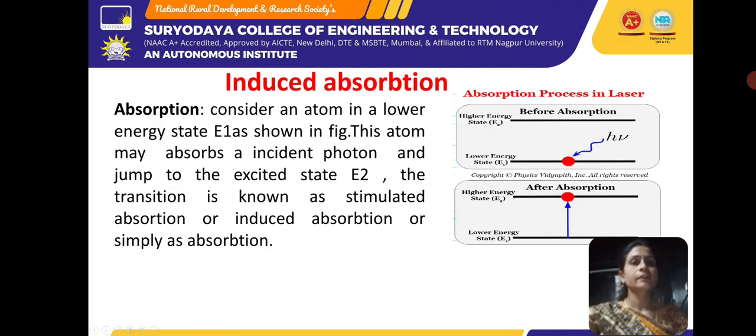First, number one is induced absorption. Here, consider an atom in a lower energy state E1 as shown in the figure. The atom may absorb an incident photon and jump to the excited state E2. This transition is known as stimulated absorption or induced absorption. Here E1 is the ground state and E2 is the excited state. So the atom which was present in the ground state E1 absorbs the energy of the photon h nu and jumps to the excited state E2.